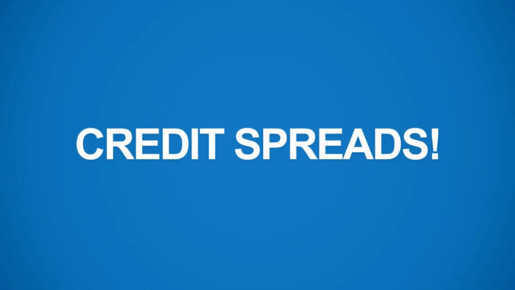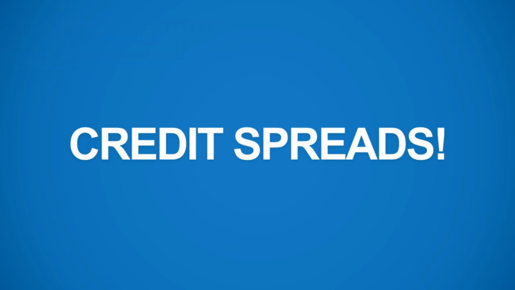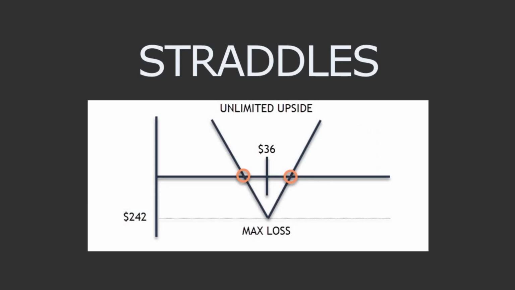The credit spreads offer 5 ways to make money, all while having a defined risk and letting time decay work in your favor. And this is really a great way for income producing trades. Straddles just involves buying both a call and a put option, same strike price at the same time.